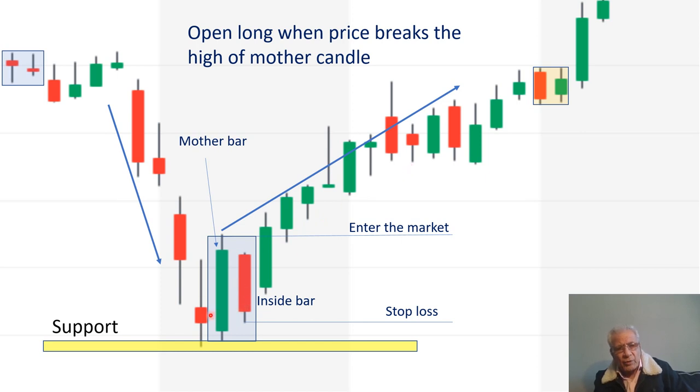Now, when you enter the market, you have to enter above the high of the mother bar. So this is above the high of the mother bar, and you put your stop loss below the low of the inside bar, right here. So you can open a long position when price breaks the high of the mother bar. Look at this. This is the high of the mother bar, and this is the price. It breaks that high, so it closes right here. So as soon as it goes past this area, you enter the market. So you enter the market, and look at that. You gain so much money by this trend going upward. So this is how you enter the market and put your stop loss.